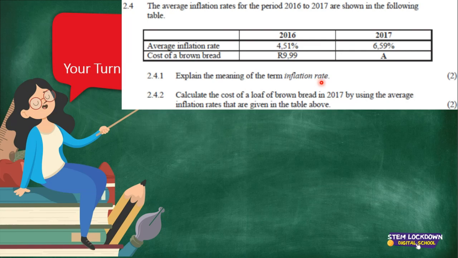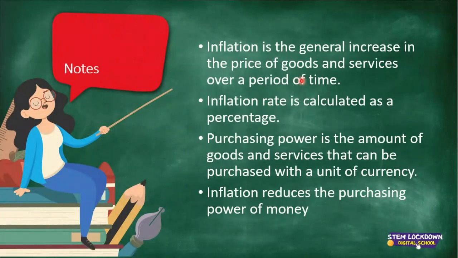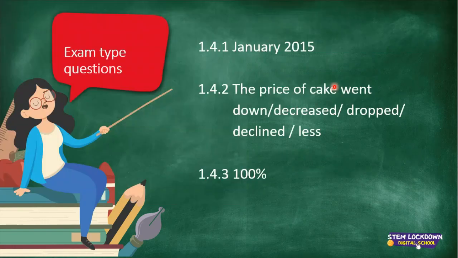Explain the meaning of the term inflation rate. Obviously, inflation rate is the general increase in the price of goods and services over time. So the answer to 2.4.1 is the general increase in the price of goods and services over a period of time. I need you guys to learn this, understand this and memorize this, because in the exam, they'll definitely ask you.